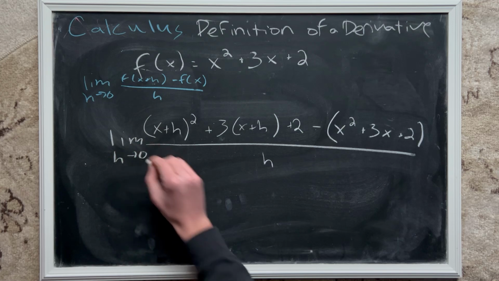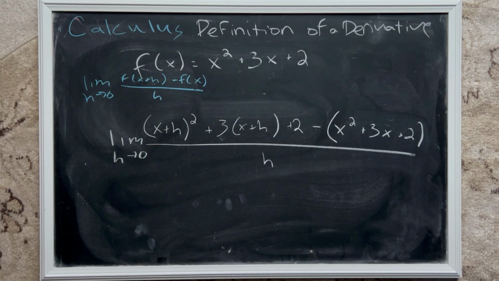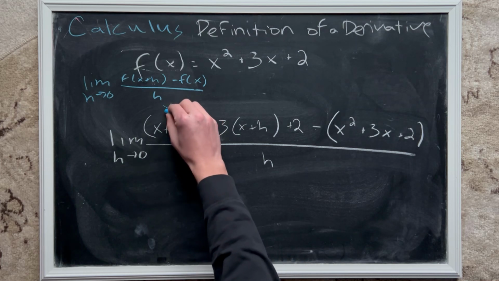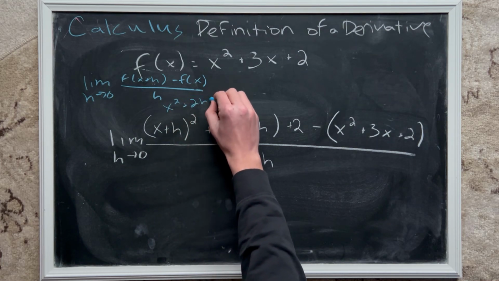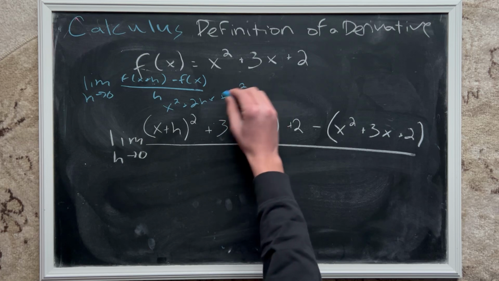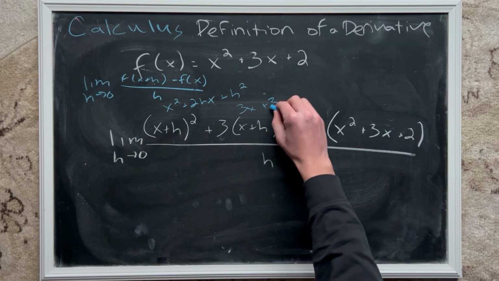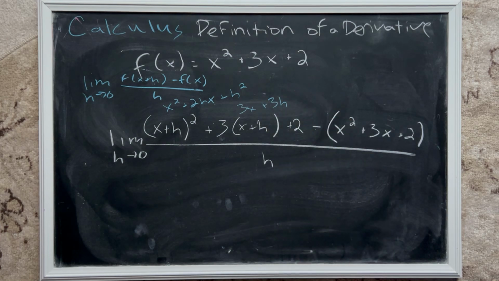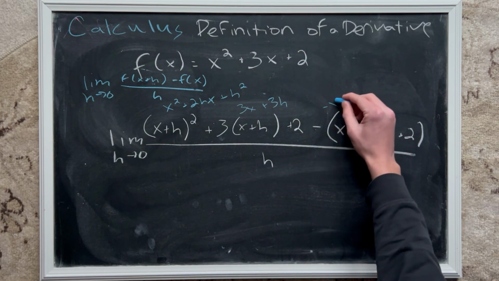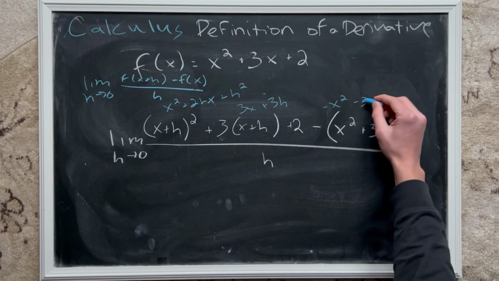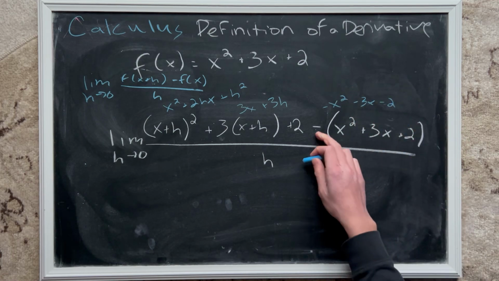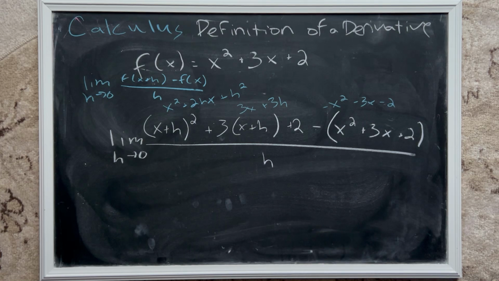Alright, so I'm just going to simplify. (x + h) squared is x squared plus 2hx plus h squared. And then this is just 3x plus 3h. And then this is going to be negative x squared minus 3x minus 2. I just distributed this negative. So let's just write this out. I'll speed it up for you.